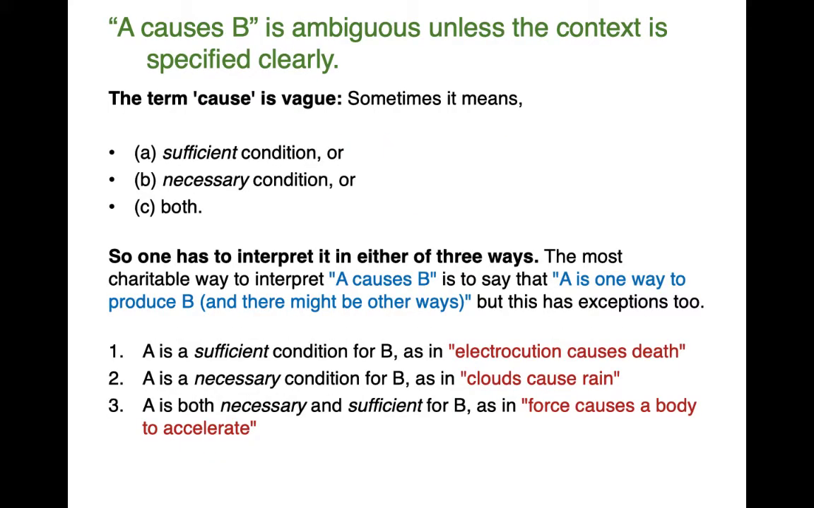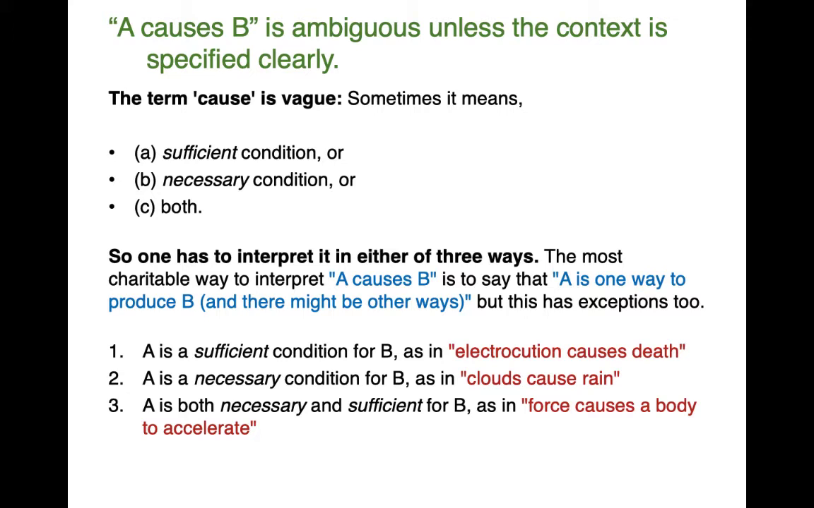A causes B. Such statements are ambiguous unless the context is specified clearly. This is because the term cause is vague. There are at least three senses in which one might intend to be using that term, and we always have to clarify. In the absence of the person being able to give us more detail, we have to basically consider all of these possibilities.